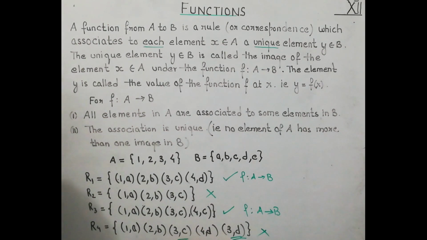In this one, the first condition was fulfilled. All the elements 1, 2, 3, 4 were associated. But the second condition was not fulfilled. Element 3 did not have a unique image. It had 2 images. So this relation is not a function. This is how we find whether the given relation is a function or not. You can pause and note it down.